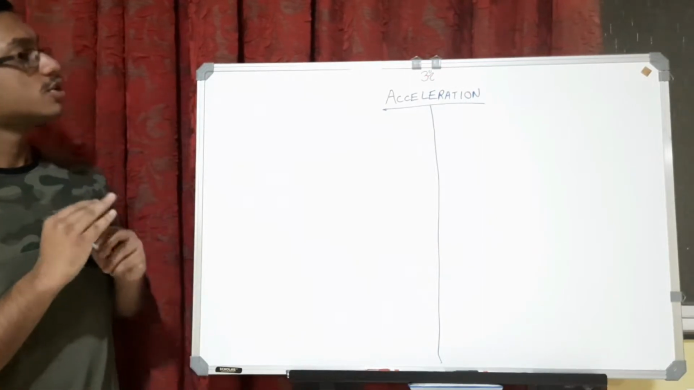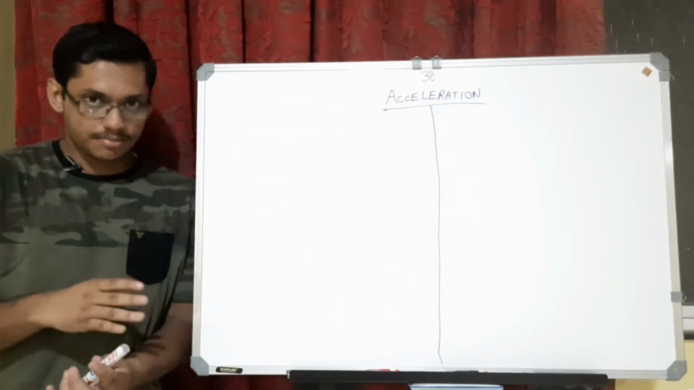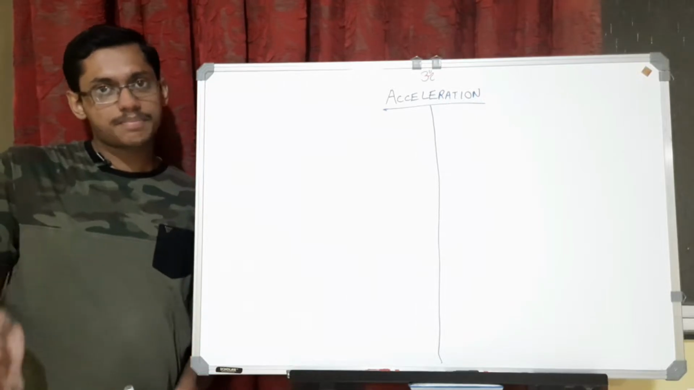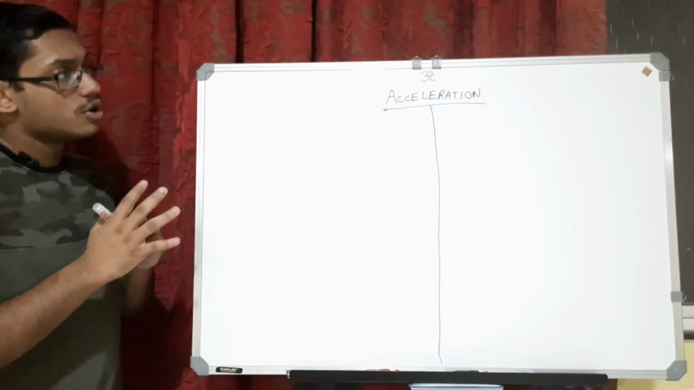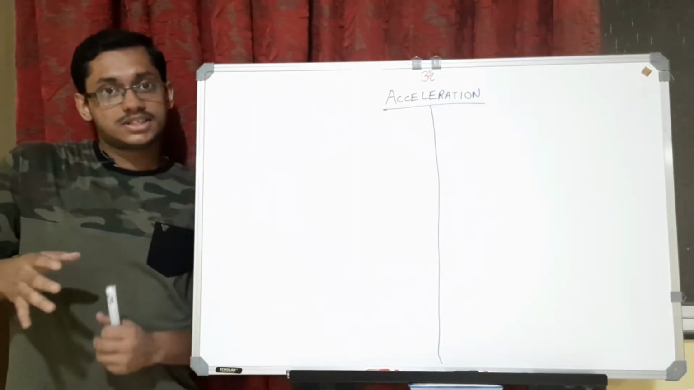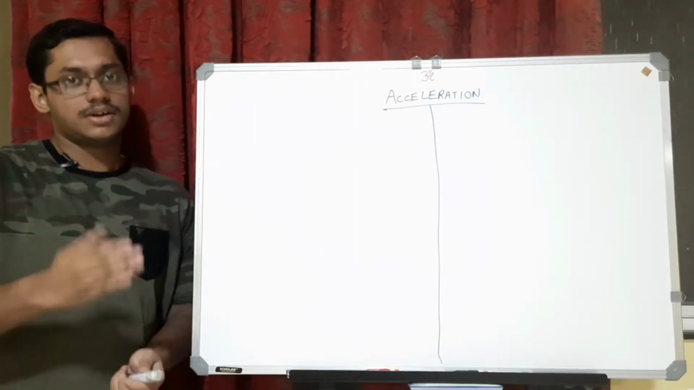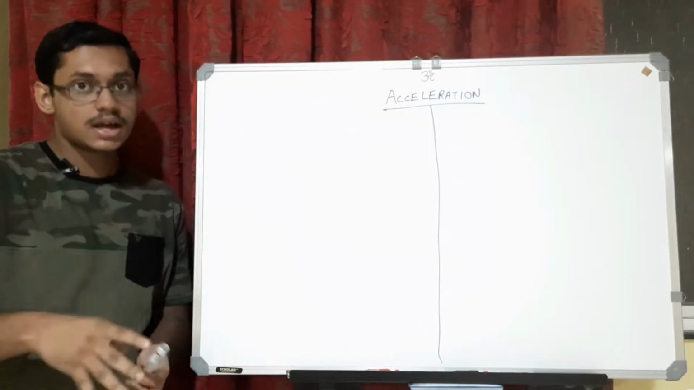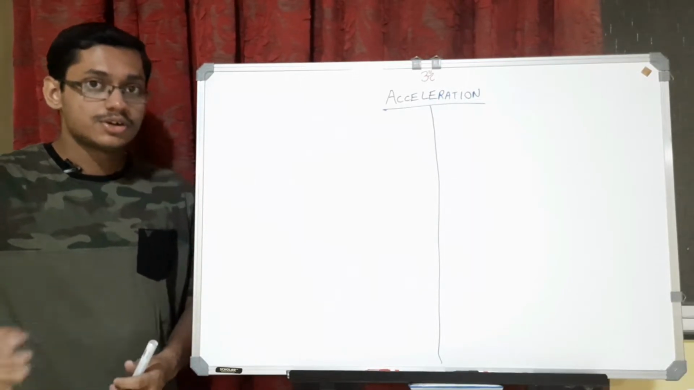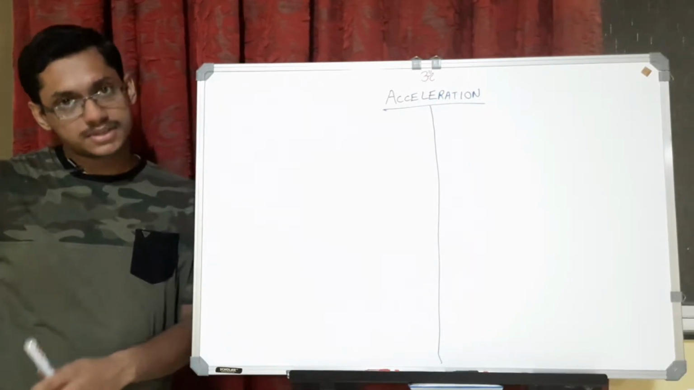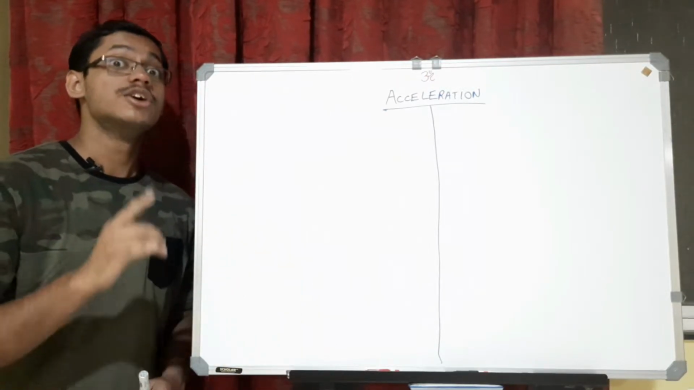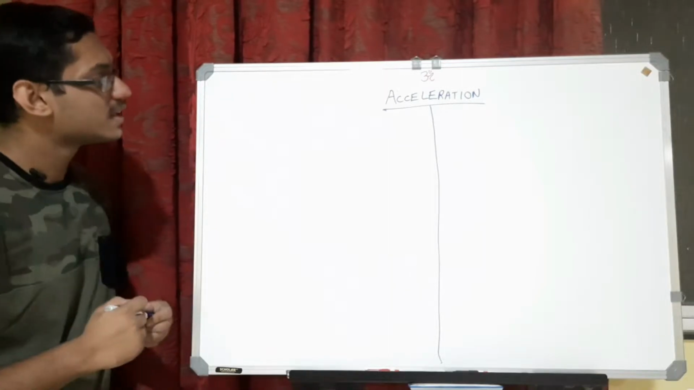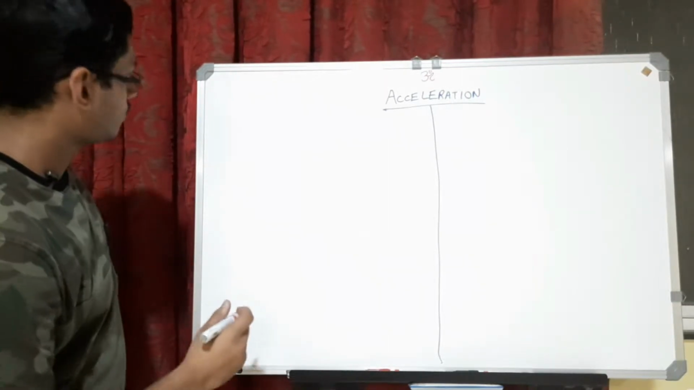Alright, so it took time. It didn't happen in just a moment, it took time. So the change in velocity divided by the time, meaning how much time you took to take the bike from 0 to 60 kilometers per hour, will be your acceleration. Okay, so let's write the proper formula.